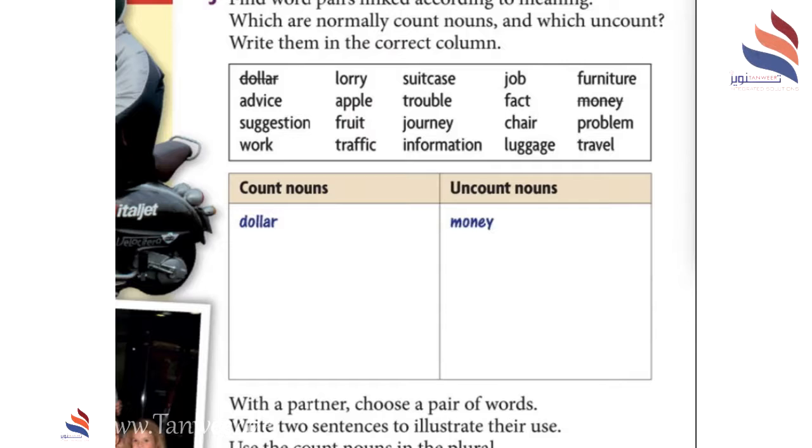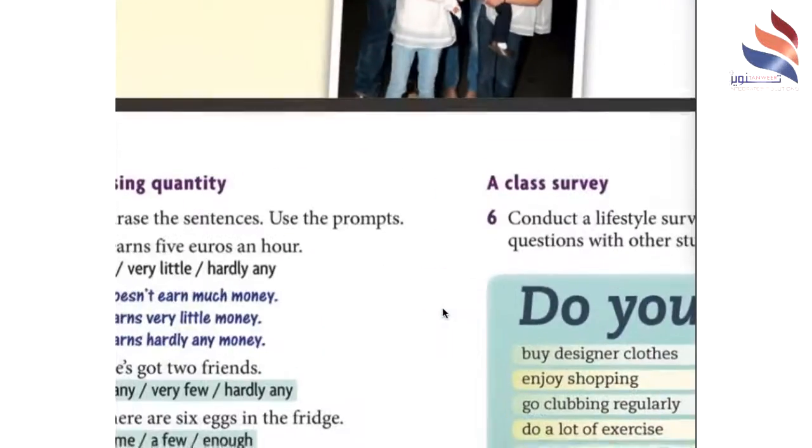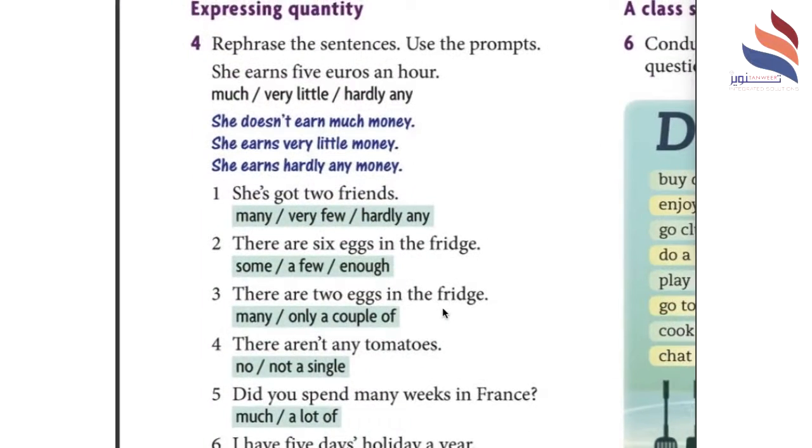Now let's move to exercise number 4. Exercise number 4 is expressing quantity. We have 12 sentences. Expressing quantity, rephrase. Let me check, I just want to find the page for you. Yeah, here. So this is the question: rephrase the sentences, use the prompts. The prompts are the words in light green here.